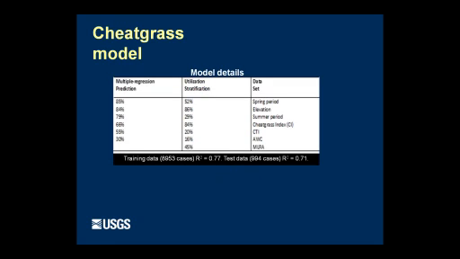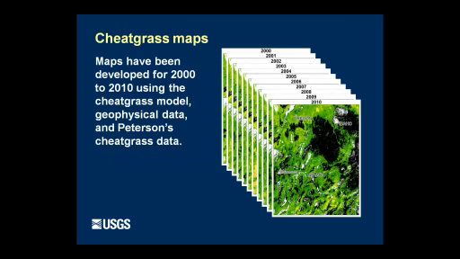This is the model detail. It's a strong model. The training data on 8,953 cases has an R-squared equal to 0.77, and the test data R-squared equals 0.71. So we're happy with the strength of the model. Basically what this table is showing you is how each data set is used in the development of the algorithms that were used in the regression equations, as well as how frequently each data set was used in the stratification of the rules.